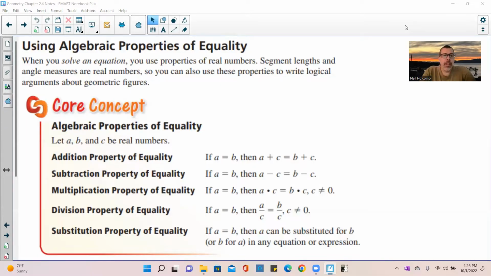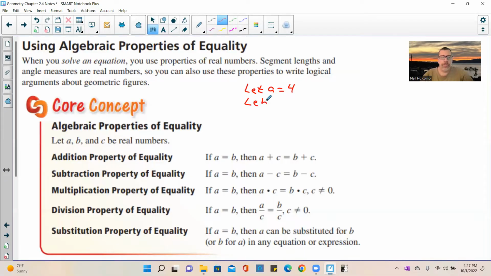They're not imaginary. Addition property of equality says that if A equals B, so in other words, if A was 2, then B would be 2. So if A equals B, then A plus some number C equals B plus some number C. So I'm going to give you quick examples of these as we do it. So for these examples, I'm going to say let A equal 4. Let B equal 4 for this one, and let C equal 3.